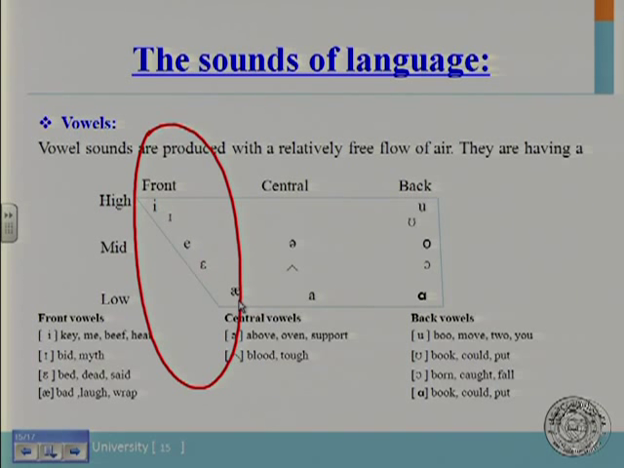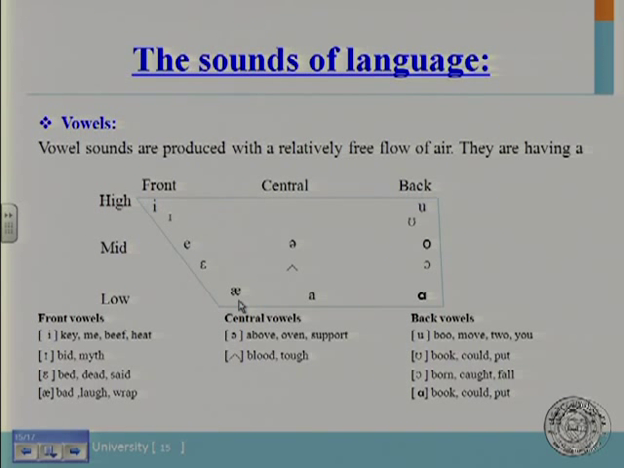We have the sound as in above, oven, and the sound in support. But the second one is this one. It's supposed to be this way. Now this sound is as in blood, or tough, rough, blood. And these two vowels are called central.